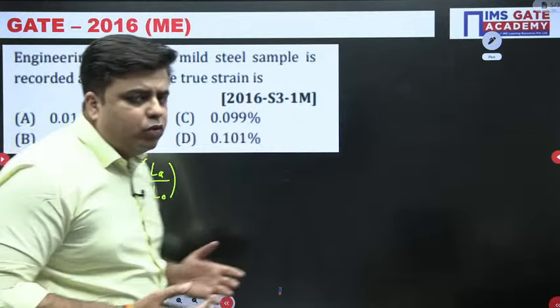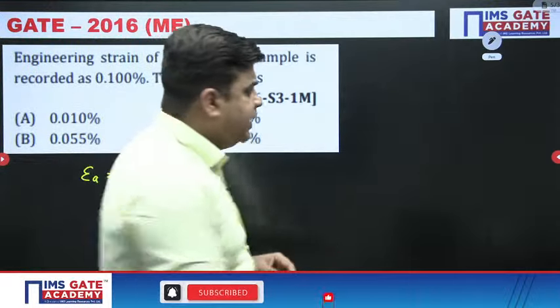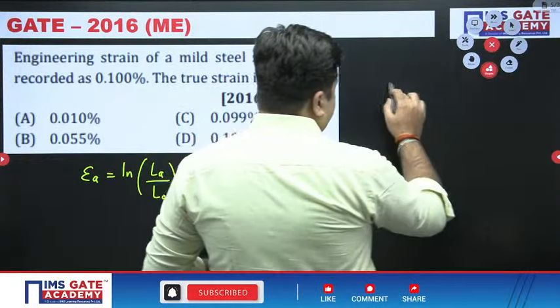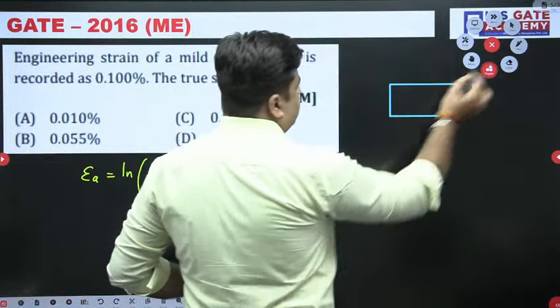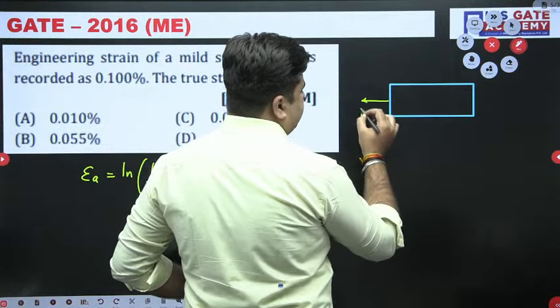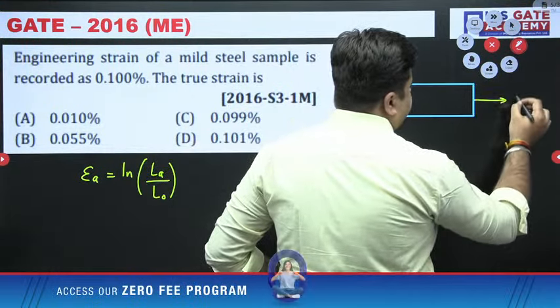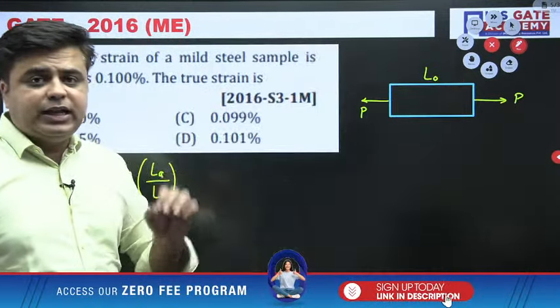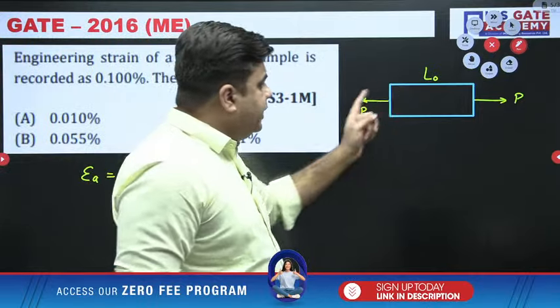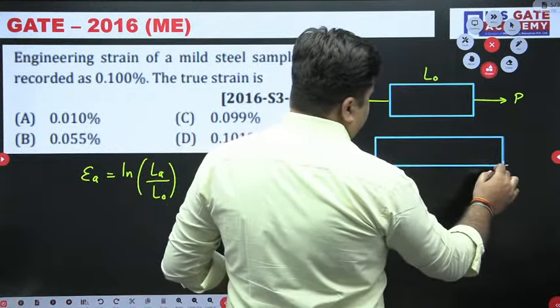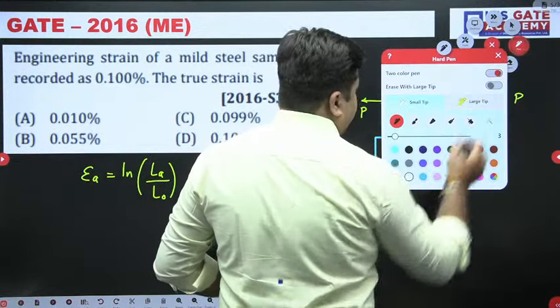Those people who are finding it difficult to visualize, let me draw this diagram for you. For example, this is a bar. This bar is subjected to an axial load of P. The initial length of the bar is L naught, and under the action of this load, this bar will undergo elongation. So after elongation, the length of the bar becomes LA.